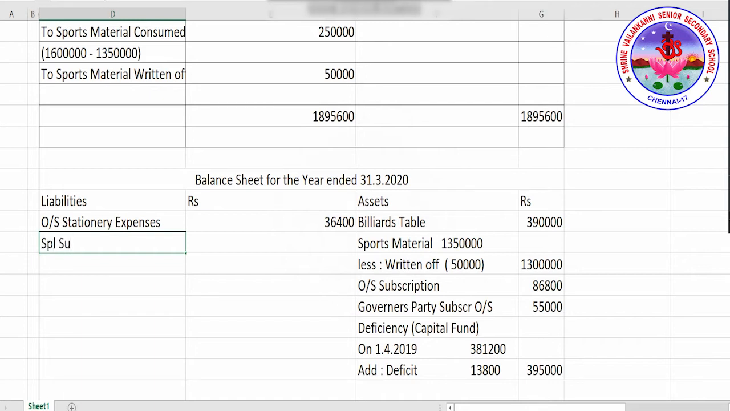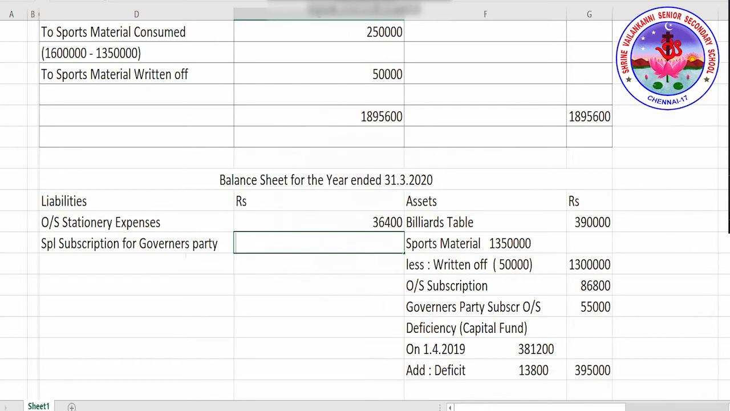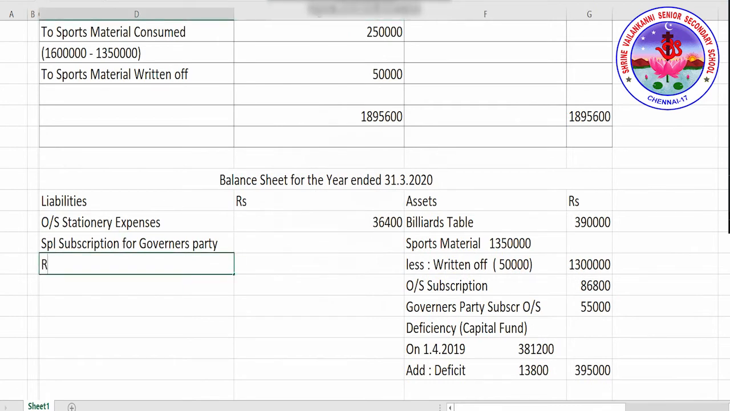Then we have special subscription for governor's party. Now, what is special subscription for governor's party? Here it is. I've just received. Received is how much? 3,45,000. So received is 3,45,000.